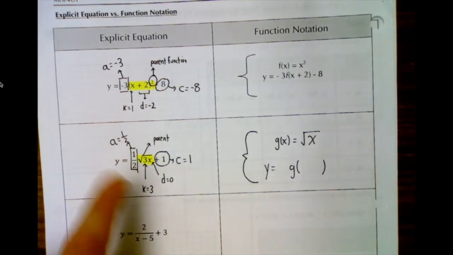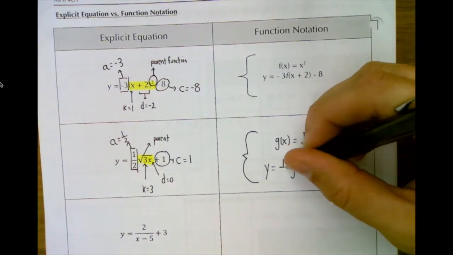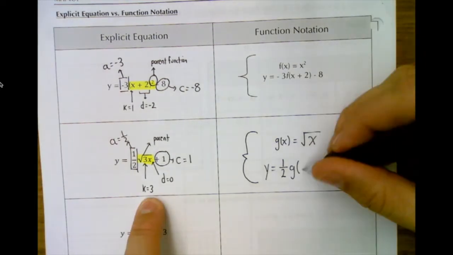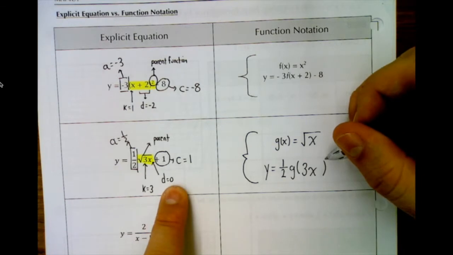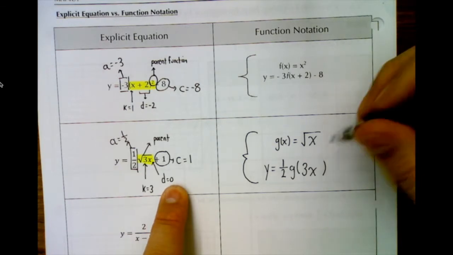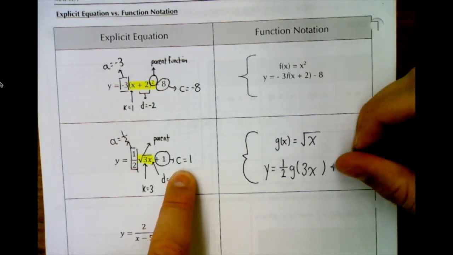So a is a half, k is 3, we have our x, d is 0, so we don't have anything else inside the bracket, and c is plus 1, so outside the bracket we have our plus 1.